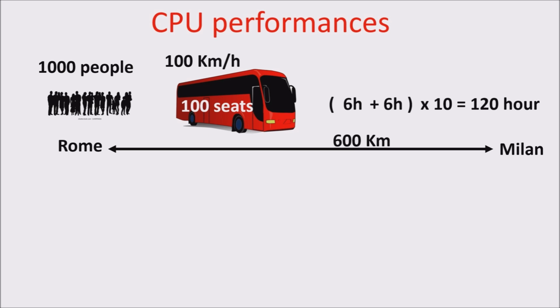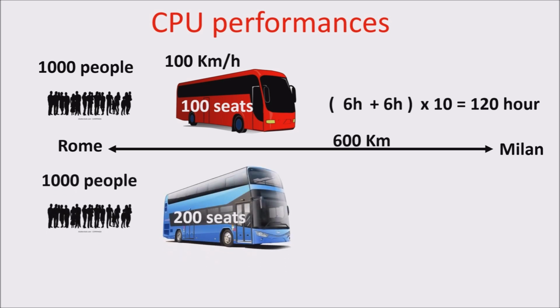But if we have a bigger bus with 200 seats going at 90 km per hour, we take 6.7 hours to go to Milan plus other 6.7 hours for the comeback. Then we have to multiply by 5 this time because we have 200 seats, and the total time is 67 hours to take all the people to Milan.